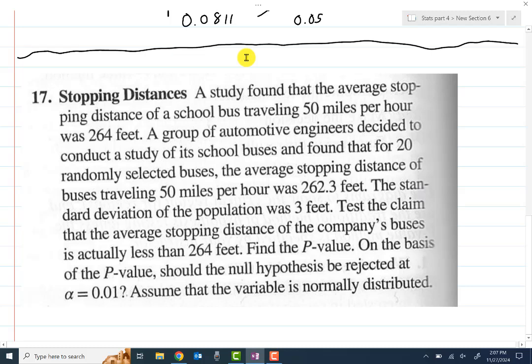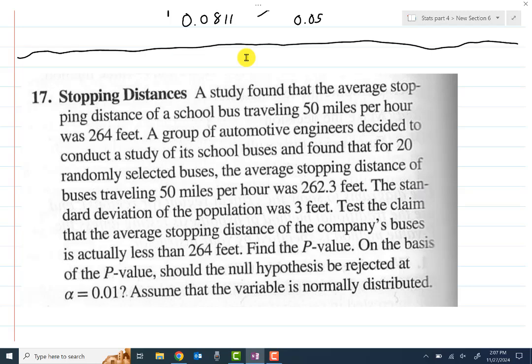Here's another one where we know the standard deviation of the population. A study found that the average stopping distance of a school bus traveling 50 miles per hour was 264 feet. A group of automotive engineers decided to test that. For 20 randomly selected buses, the average stopping distance was 262.3 feet. And we know the standard deviation of the population.